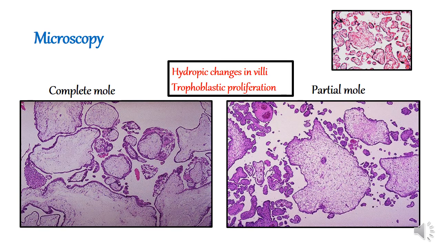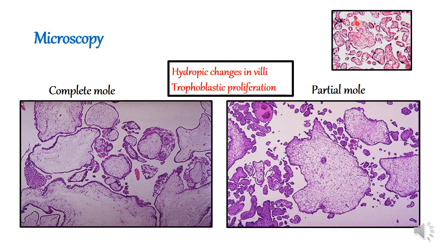Again in microscopy, you should remember the two changes. One is hydropic changes in the villi, the other one is trophoblastic proliferation. Hydropic degeneration of the villi means there will be dilatation of the villi, or the villi will be edematous, and there will be absence of fetal capillaries within the villi.